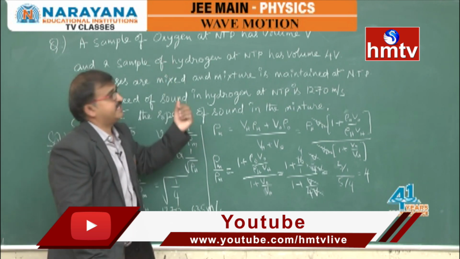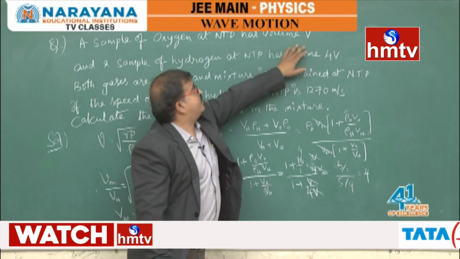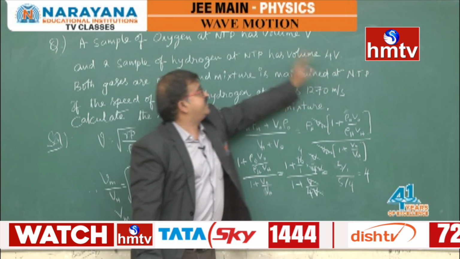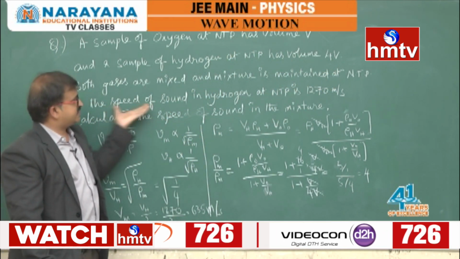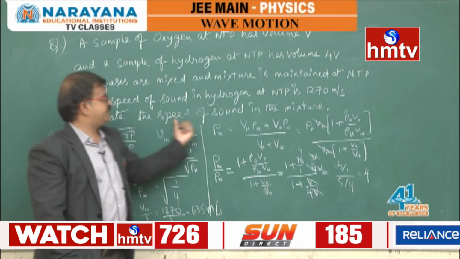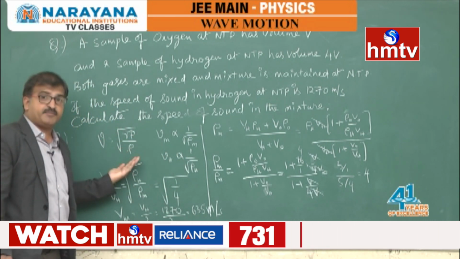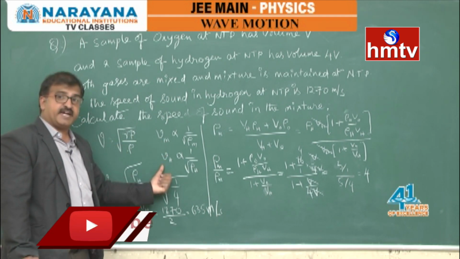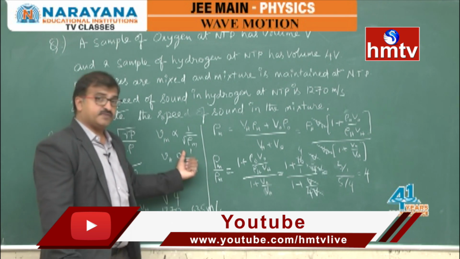So let us take one example here. In a combination of oxygen and hydrogen, the volume of oxygen is V, the volume of hydrogen is 4V, and NTP is maintained. The mixture is taken at NTP. Then the speed of sound in hydrogen is given as 1270, and the speed of sound in the mixture is? So here in this case, V is equal to root of gamma P by rho, we know. So the velocity in that mixture and the velocity in hydrogen, if you take, are inversely proportional to the square root of the densities.